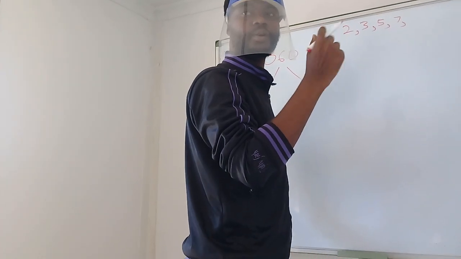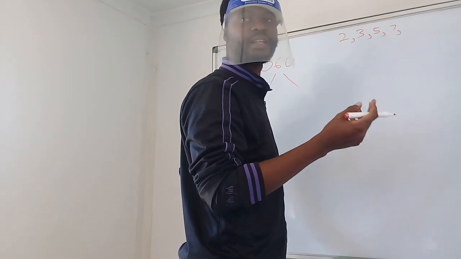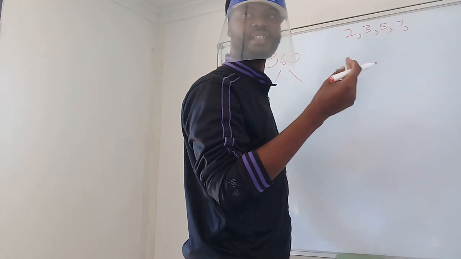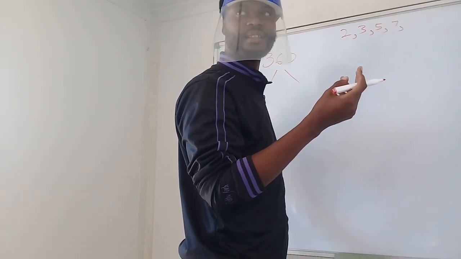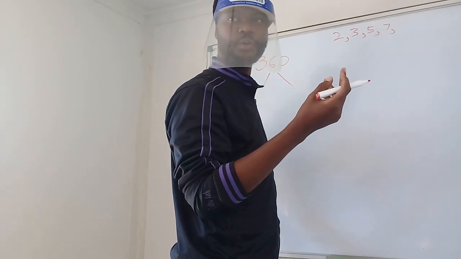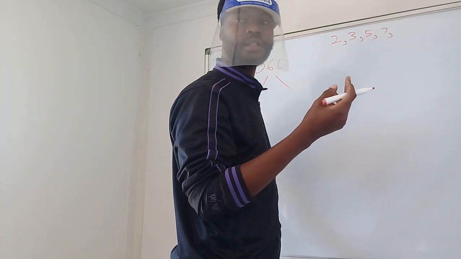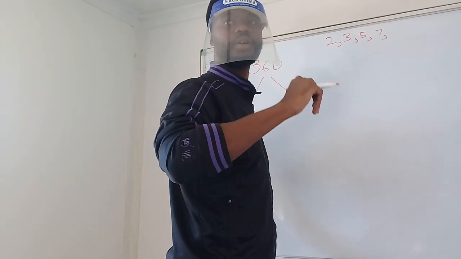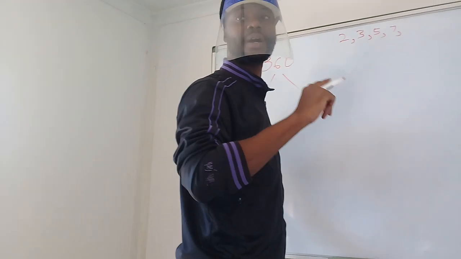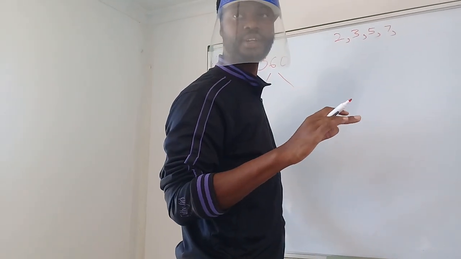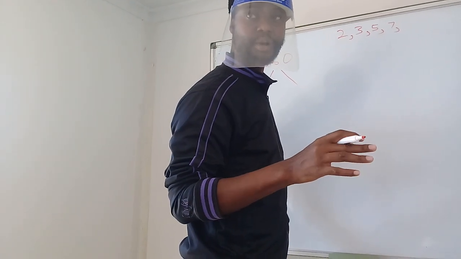Let's try it using the method that we used earlier. Take 8. 8 divided by 1, 8 divided by 2. So there's a number that goes into 8 other than 1 and 8 itself. So 8 is not a prime number.